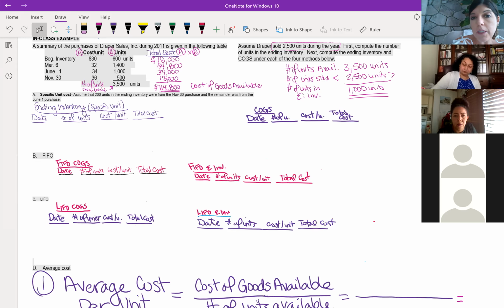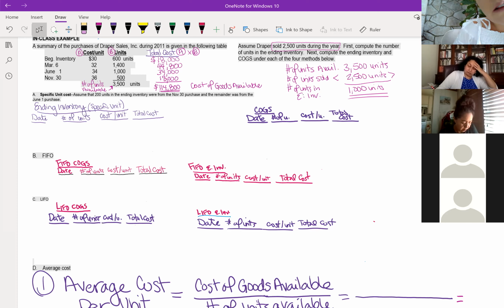Okay, for specific unit cost, that's what I'm going to start with because I didn't go over it last class. For specific unit cost, they have to tell you either the specific units that were sold or the specific units that were left over in ending inventory. So they're going to identify those specific units from each layer and tell you which ones were either sold or not sold. And then by default, what's left over is what you're left with: what you didn't sell, or what you didn't still have left over in ending inventory.